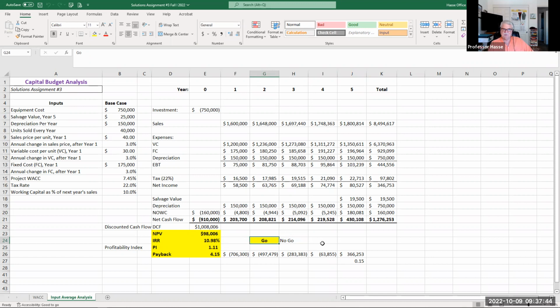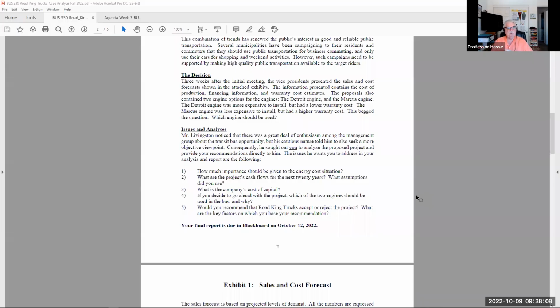Taking that, you're going to be now doing this analysis for the Road King case. And remember, the Road King case is simply for you to review the analytical phase of the project in the various exhibits 1, 2, and 3, of which we've already calculated the weighted average cost of capital, and then answering in an APA format paper these 5 questions. Answer these questions based on your research, based on the data given in the problem, based on your capital budget analysis. Answer these 5 questions.